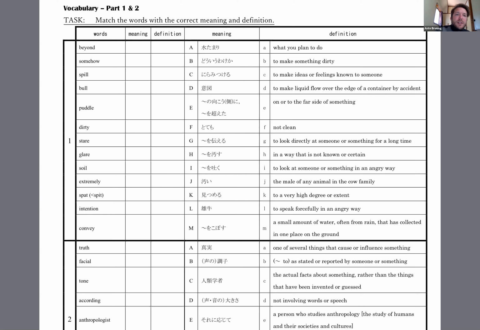So first is beyond. Beyond. So students, please repeat after Ante, like me. I'm not pretending to be one of the students. Okay, all right, let's go.